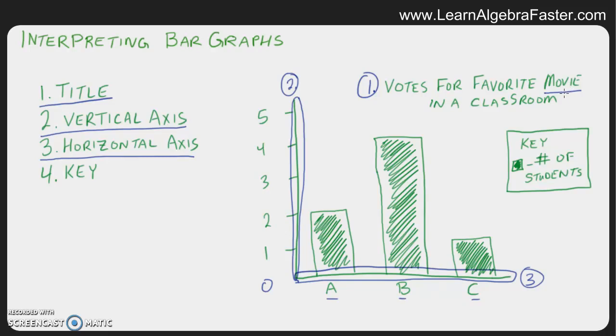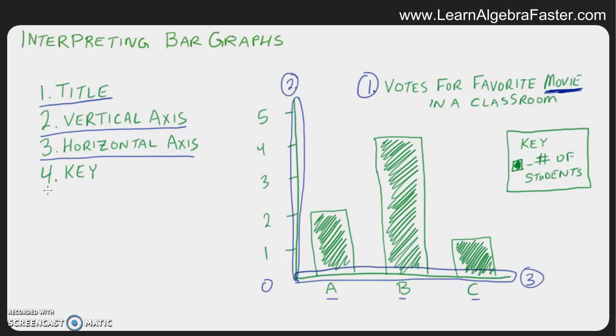All of these things work together. And so when you identify all four of these key areas, you can look at them together and you can interpret the bar graph. So in this case, we see A, B, C. What does that mean? We go back up here to the title. A, B, and C is the movie that is being voted for.